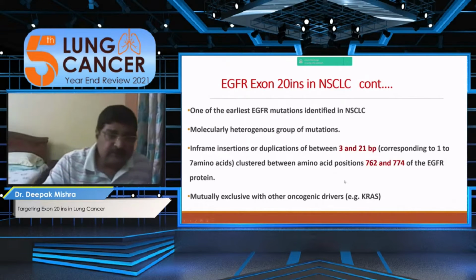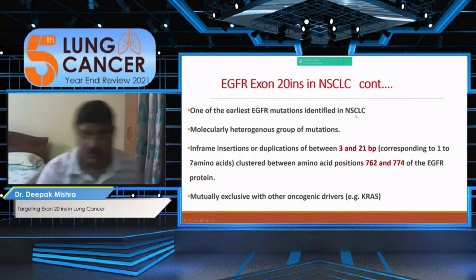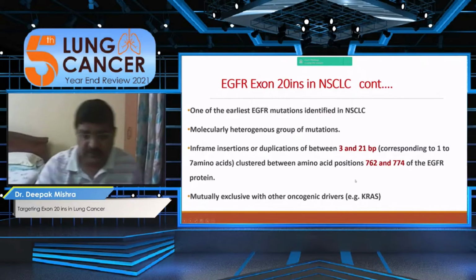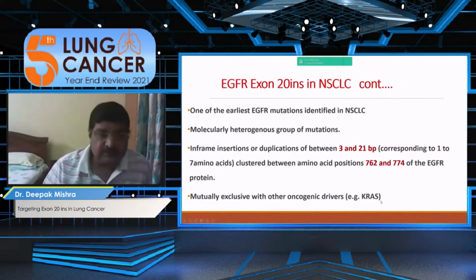So to continue with that, this is in fact one of the earliest EGFR mutations that was identified in non-small cell carcinoma. And as I mentioned, they are molecularly quite heterogeneous. And there are in-frame insertions or duplications between 3 and 21 base pairs, corresponding to 1 to 7 amino acids, clustered between amino acid positions 762 and 774 of the EGFR protein. You can detect it by Sanger sequencing as well as by next generation sequencing platforms. They are in fact mutually exclusive with other oncogenic drivers like KRAS mutation in lung cancers.